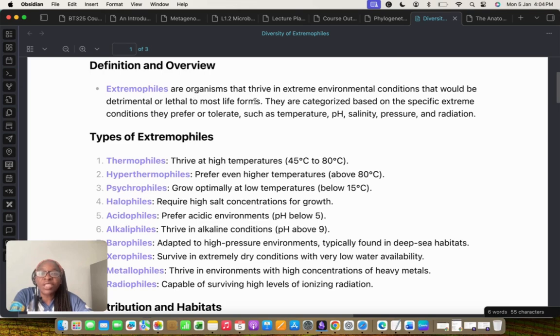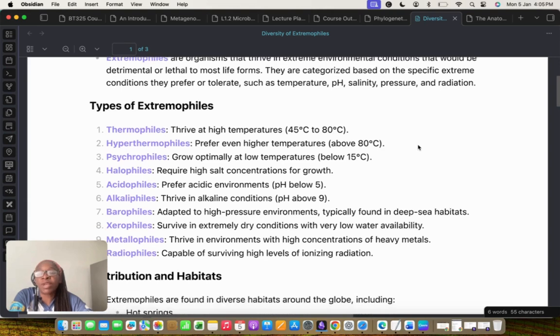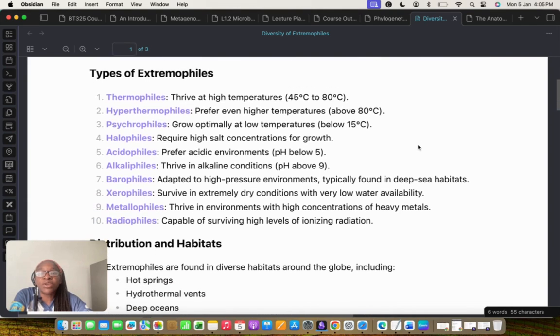So extremophiles are organisms that thrive in extreme environments. And they're only called extremophiles if you're looking at the situation being detrimental or lethal to most forms of life. So these organisms live in places where normal organisms can't. And they've developed very special adaptations to do so. And so we categorize them based on pH, salinity, pressure, radiation, and there's also other things to do like water availability and such. So quickly, this is just a snapshot of the extremophiles that we generally deal with.